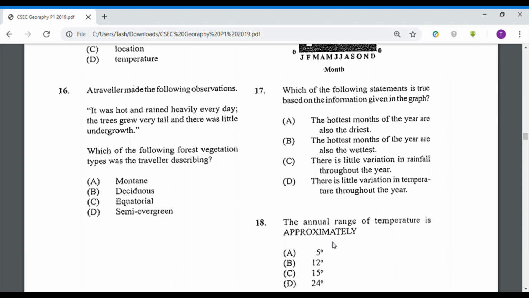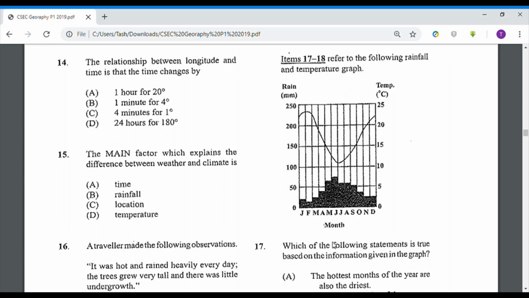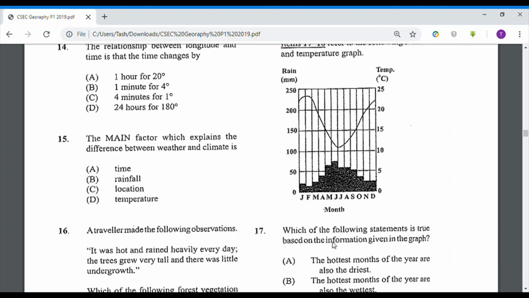Number 17. Which of the following statements is true based on the information given in the graph? So in the graph, we have a climograph, which we're going to be using for items 17 to 18.